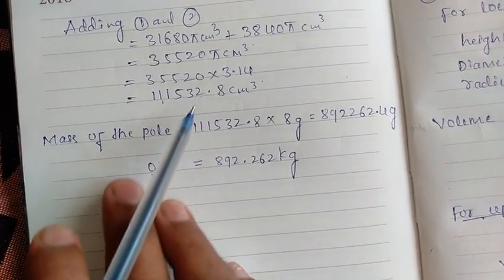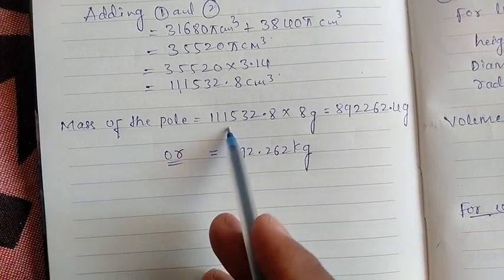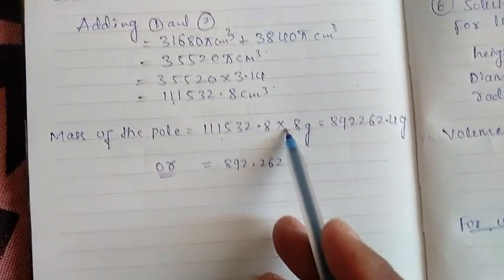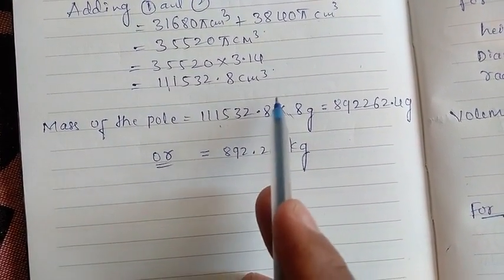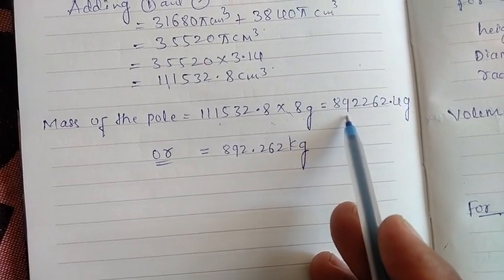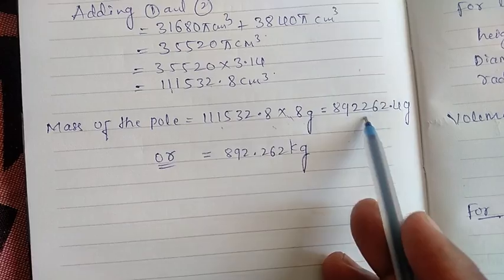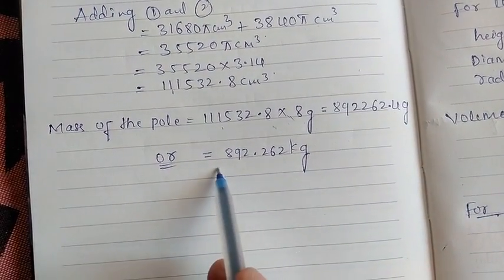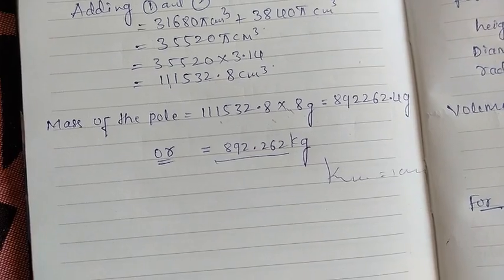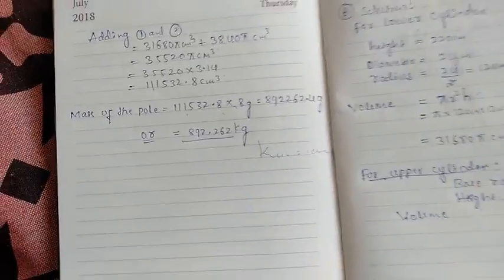Mass capacity of both cylinders. They given the mass of the pole. Mass of the total pole is equal to the volume you got, and you have to write it in gram. We know that 1 kg is equal to 1000 gram. They given 1 centimeter cube is equal to 8 gram, but you got this much centimeter cube, so multiply by 8 and we get 8,92,262.4 gram. Correct. Now convert to kg, because 1 kg is equal to 1000 gram. So we get 892.262 kg as the mass of this solid.